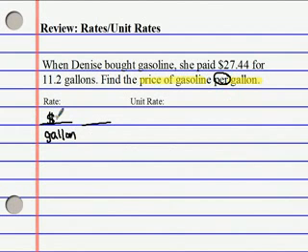Now I need some numbers. Well, how many dollars are in the problem? Well, she paid $27.44. Since that's where my label is, that's where my number goes. How about the number of gallons? Well, for $27.44, Denise got 11 2/10 gallons.